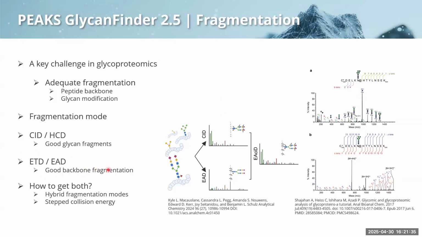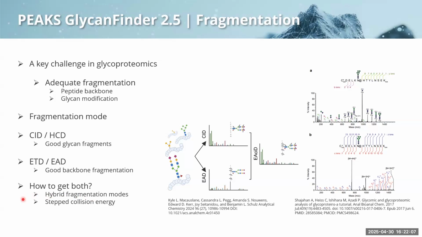Whereas electron methods such as ETD and EAD often provide a better backbone fragmentation, but maybe not as good glycan resolution. So sometimes in order to get both, hybrid fragmentation modes might be used, such as a hybrid between EAD and CID. Sometimes ETHCD is used, or a combination of ETHCD and HCD. Also, stepped collision energies are used as well.